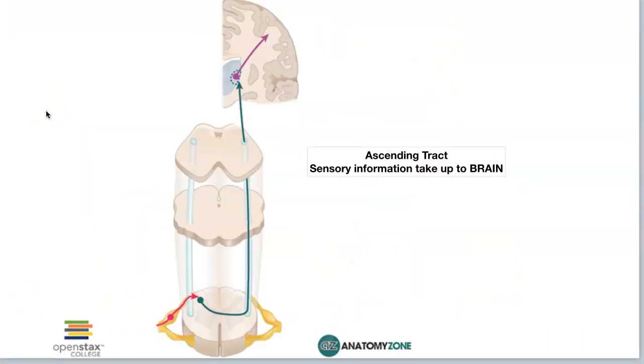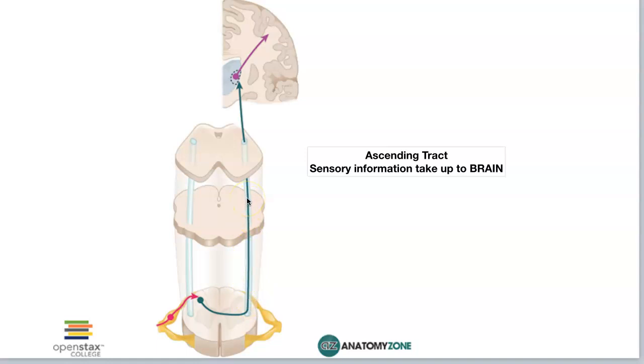So I wanted to show you a better diagram, since the other one was one that I drew, of showing you what an ascending tract would look like. So here is our sensory information coming in, and it will synapse with this interneuron in the dorsal horn. Now here they're showing you the sensory information is going to be crossing over and going to the lateral column, and then it is going to be ascending up through the spinal cord.